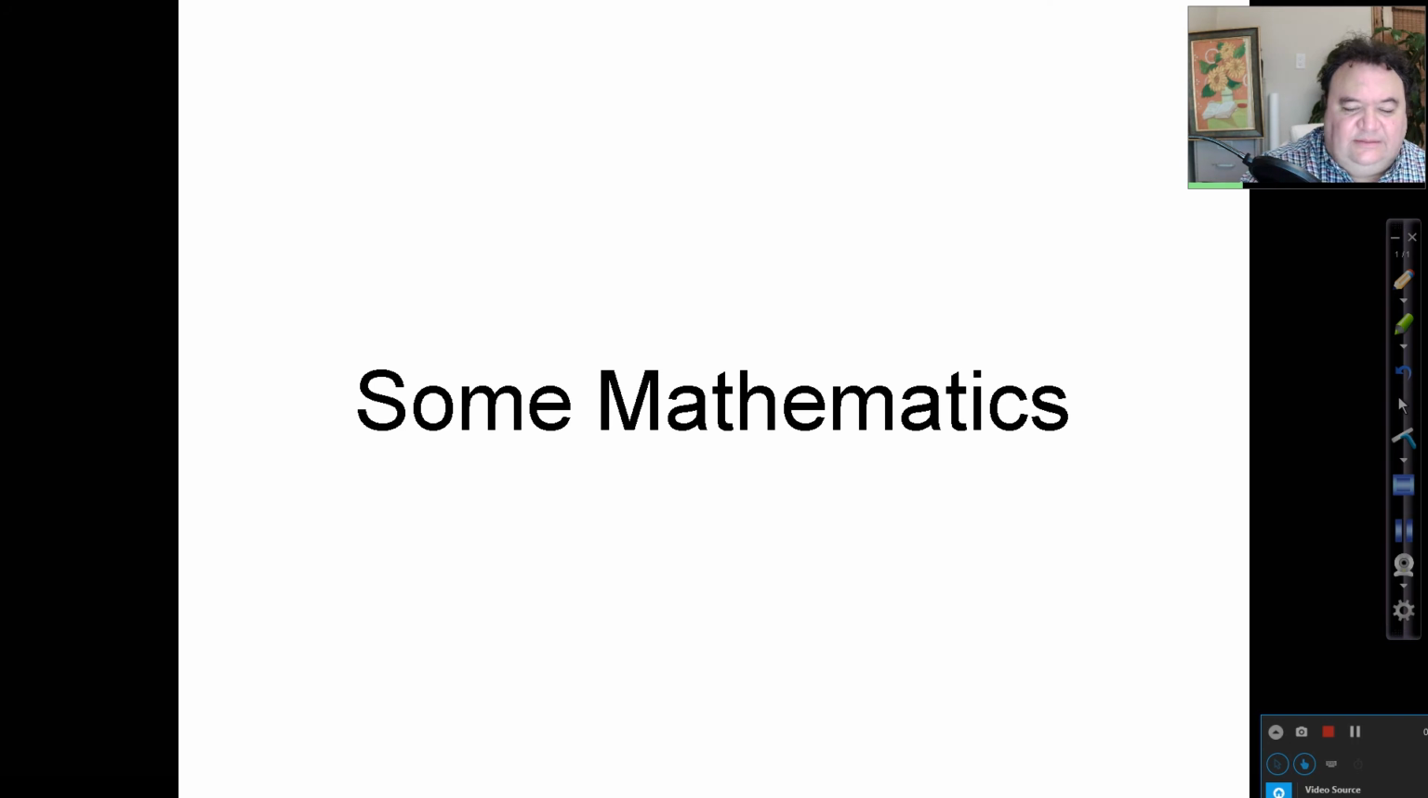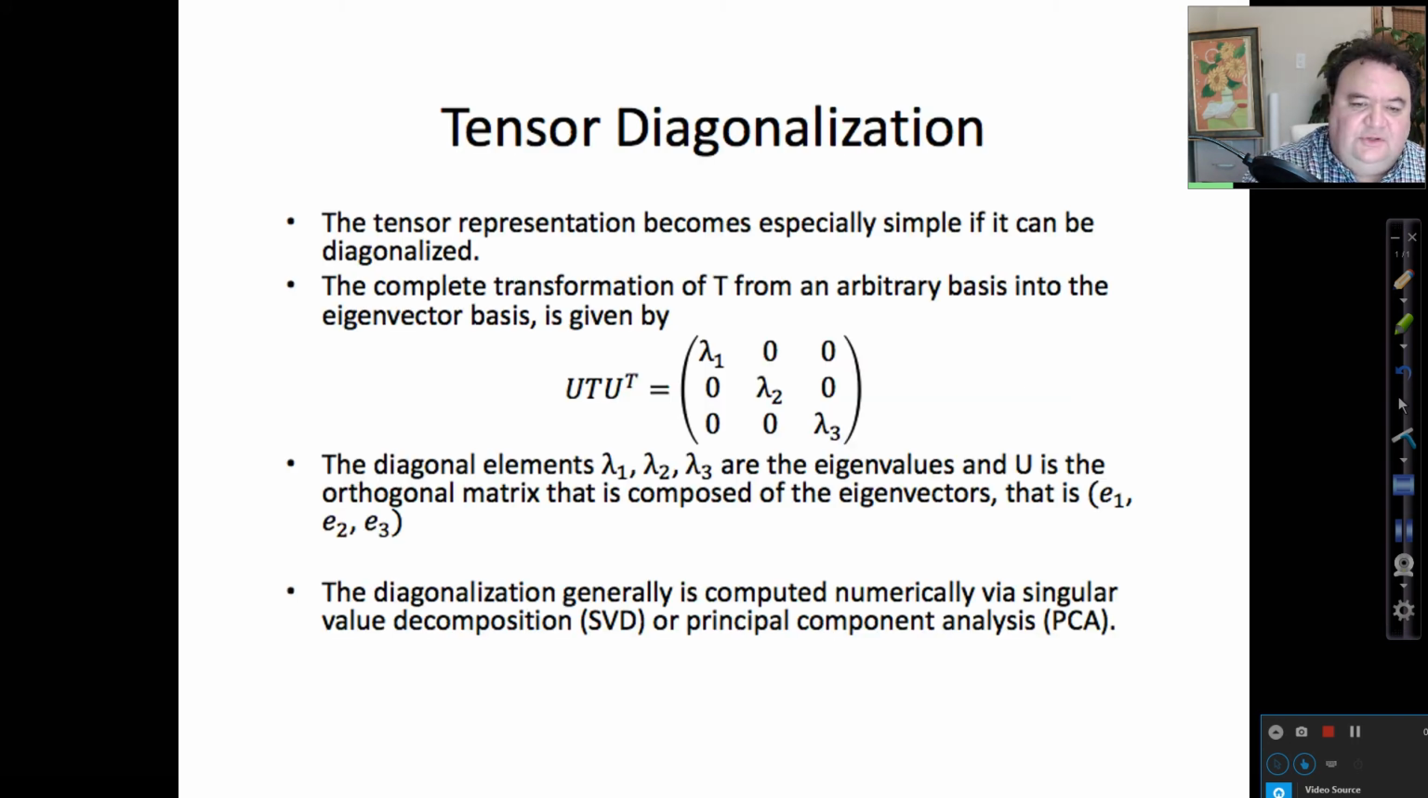Now, looking at some of the mathematics behind the tensor field, the good news is we already discussed this a little bit for the derivative of vector fields. So one can look at diagonal forms of the tensor, and in particular at eigenvectors and eigenvalues as a way to build a basis for those tensors. In this case, lambda 1, lambda 2, lambda 3 are the three eigenvalues for this 3x3 tensor, and those can be useful for building singular value decomposition or principal component analysis.